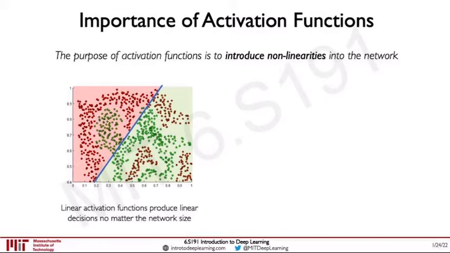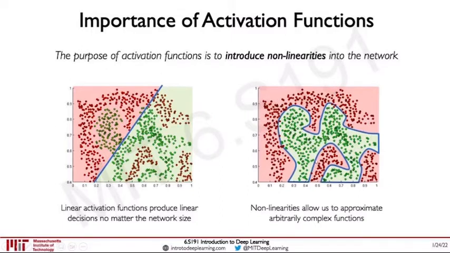Okay, and also I said the linear activation function produces a linear decision no matter the network size. But let me tell you the appropriate one that we have to take a look at. This is non-linearity now. As you can see, the green is in one class and the red one is in a different class. So this is the complexity that we're talking about. Non-linearity allows us to approximate arbitrarily complex functions, compared to linear.